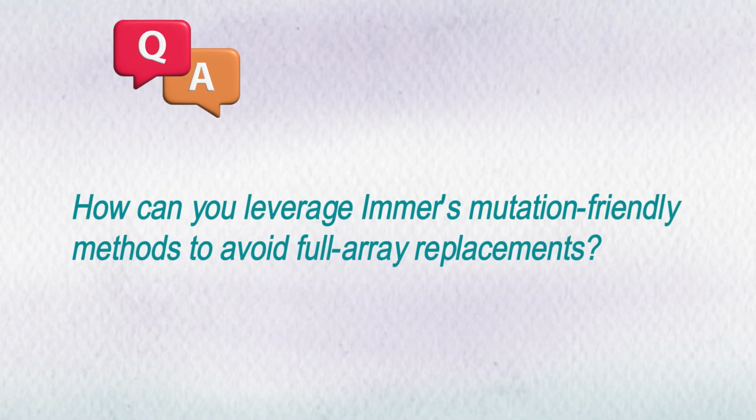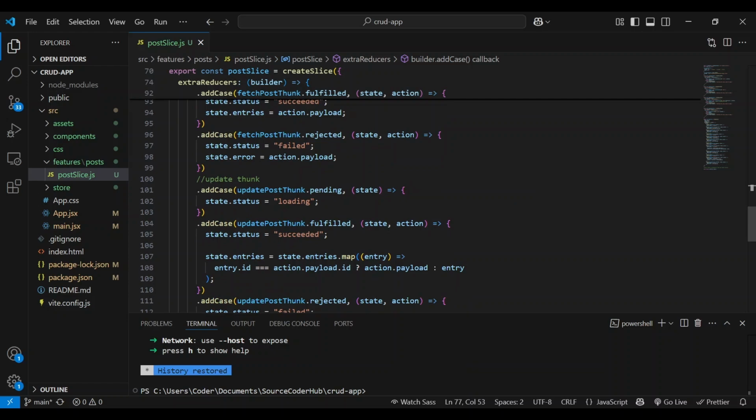How can you leverage Immer's mutation-friendly methods to avoid full array replacements? On its own, Redux Toolkit provides solid performance. For example, it only updates the part of the state that changed, thanks to Immer's efficient handling of immutability. Additionally, its built-in middleware and thunks are optimized for performance right out of the box.